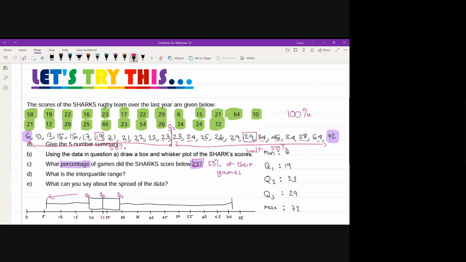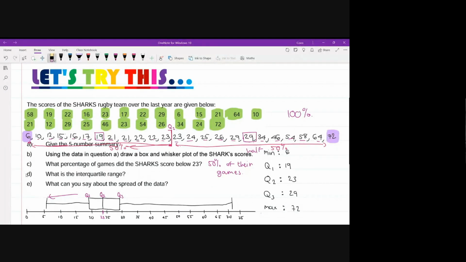So when they ask us, what percentage of games did the Sharks score below 23? We know 23 is the middle point, which means what percentage of the data falls before 23? It's 50%. Is that making sense? Does that work a little bit better? Yes, ma'am. Thank you. You're very welcome, my darling. Good question.